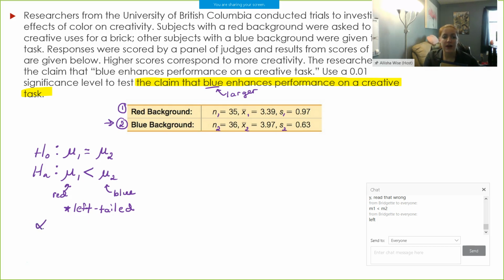Okay, so what is my alpha? My alpha is actually different. It says 0.01. The significance level is alpha, just as a reminder. Okay, great.